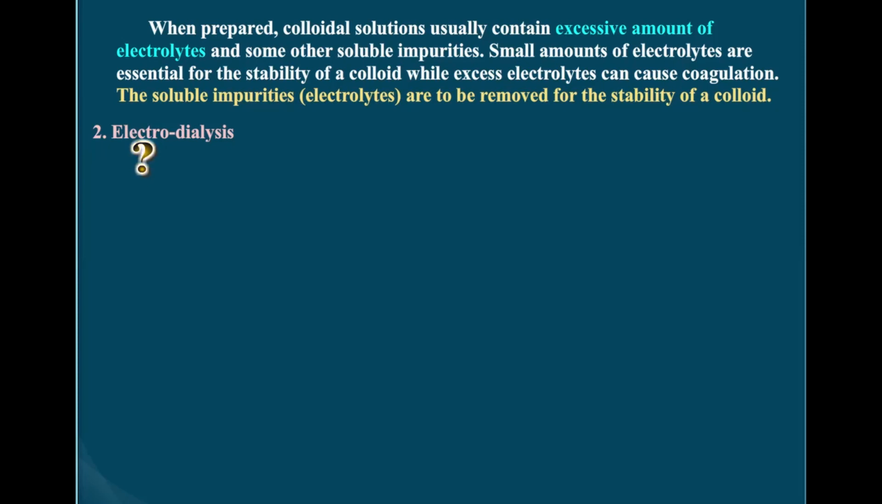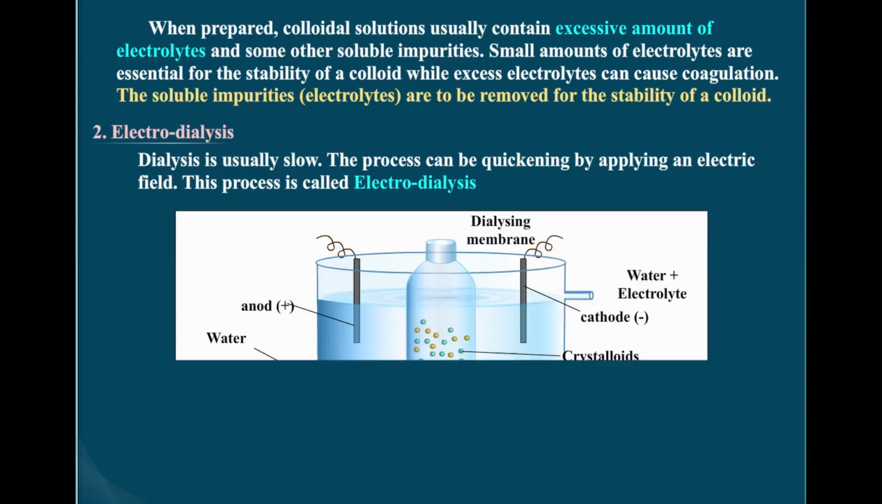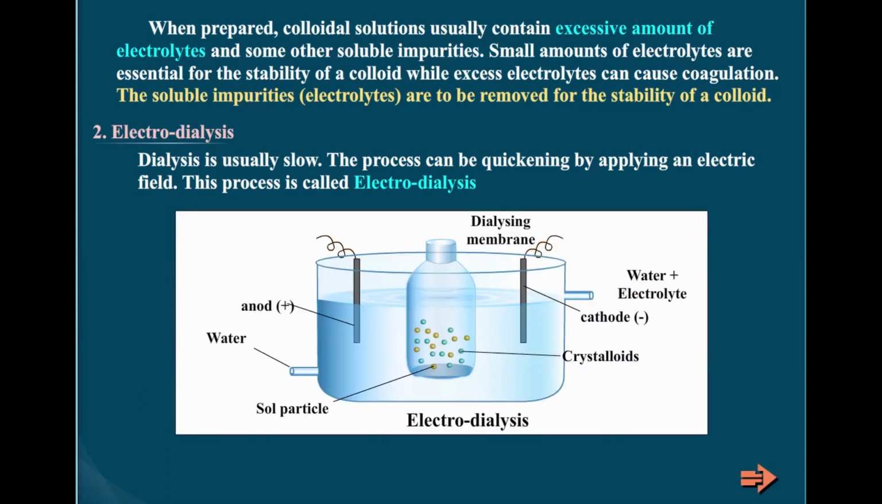The second method of purification of colloid is electrodialysis. Dialysis is usually slow. The process can be quickened by applying an electric field. This process is called electrodialysis.